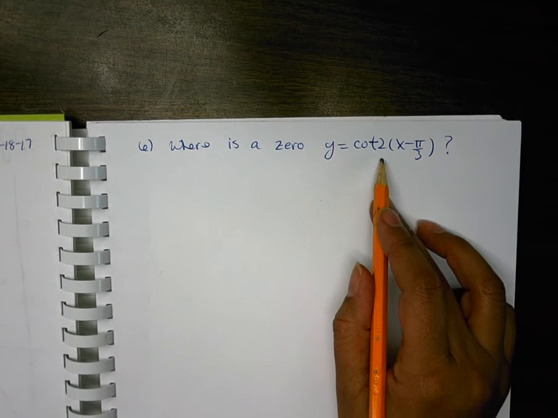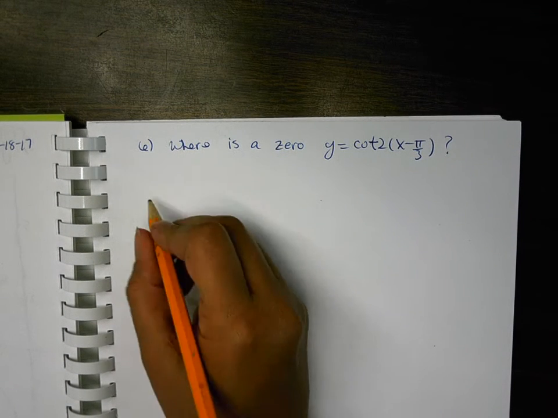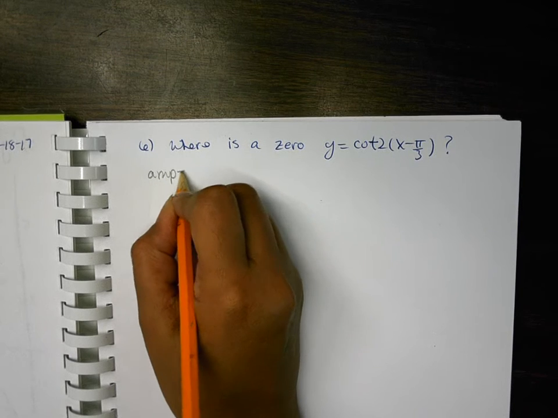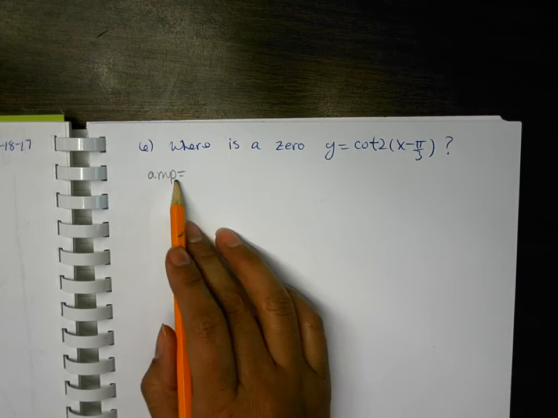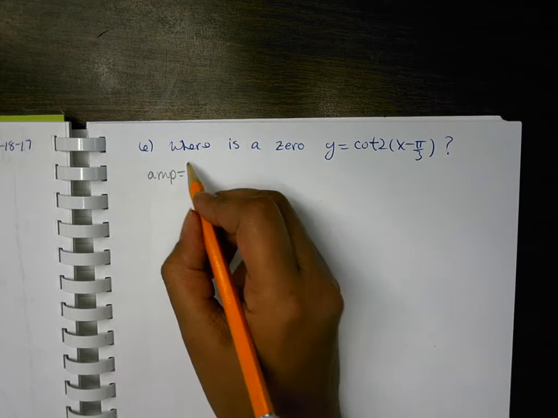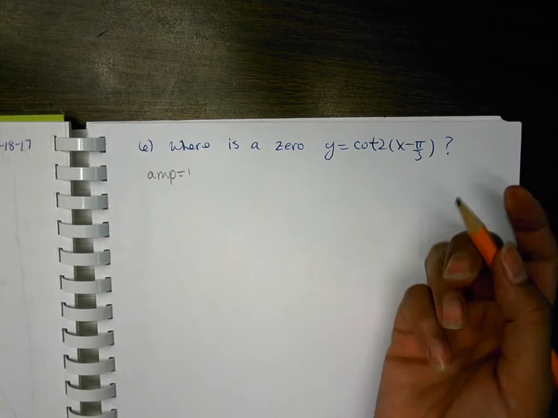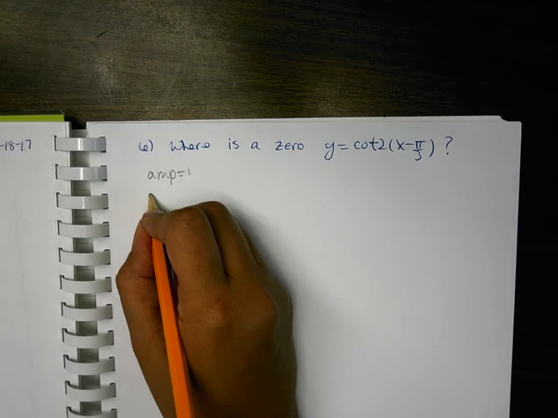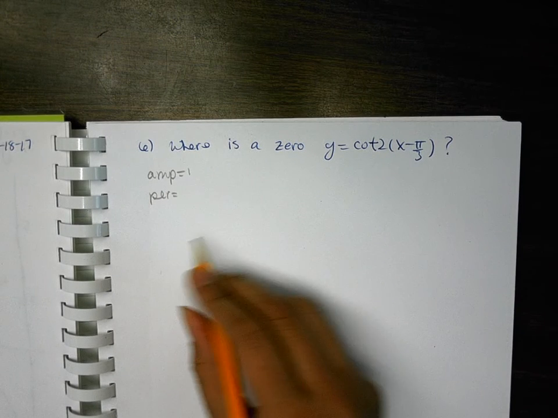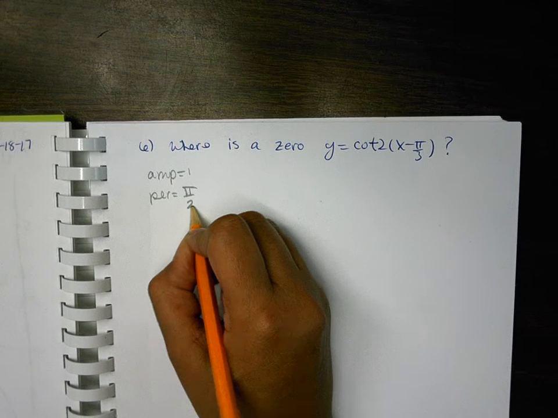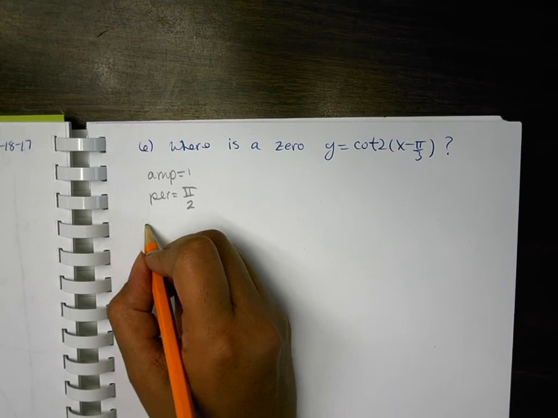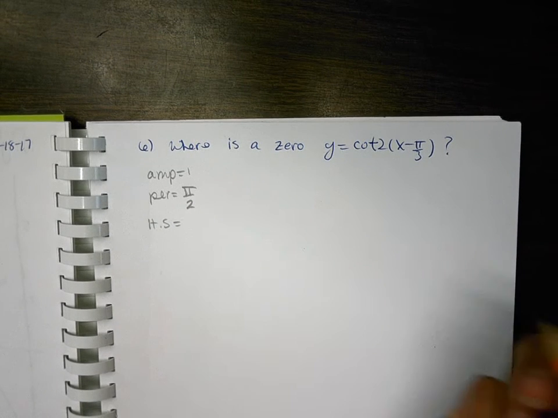What's nice about cotangent? Cotangent does not do what? Split. All right, so it's like sine and cosine. It's going to start and end just like we're used to. All right, amp is 1. Not really important in this problem. Period. Pi over 2, because it's a cotangent. Horizontal shift, because there's no vertical shift.